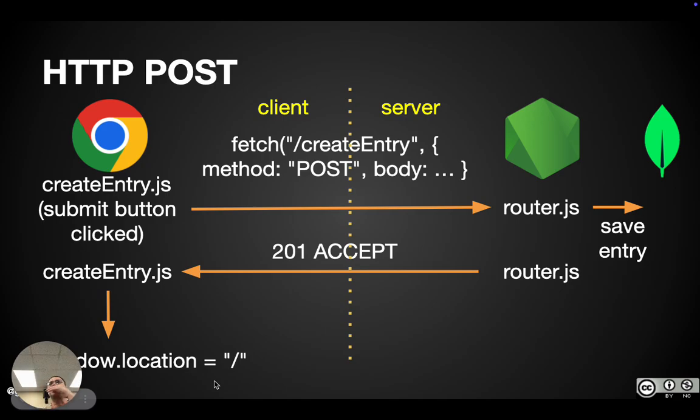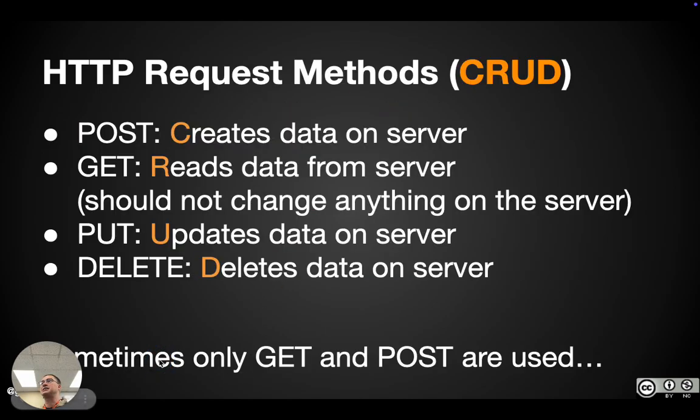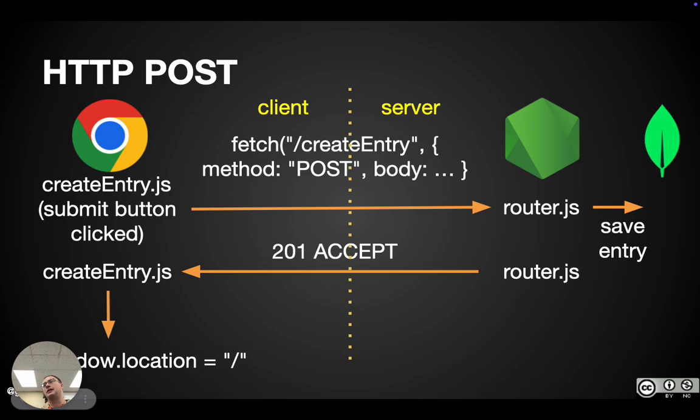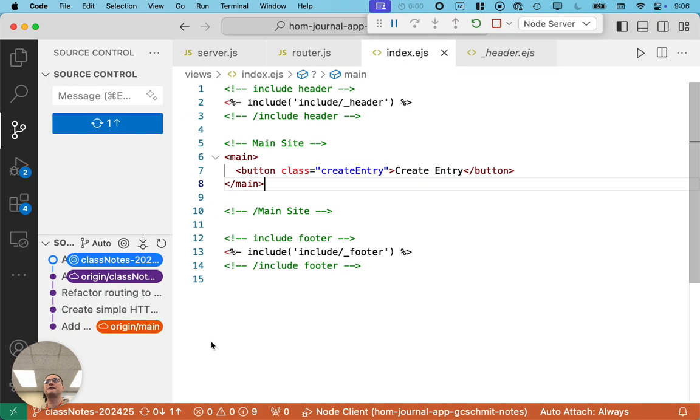So this is a technique we're going to use a lot. We have data to send to the server. We do a fetch with a post. Data goes to the server, which responds with like 201 to accept it. We then change what page we're on on the client side, to go back to, in this case, the index page. So we have a few things to put together to pull this off, but we're going to build it up step by step.